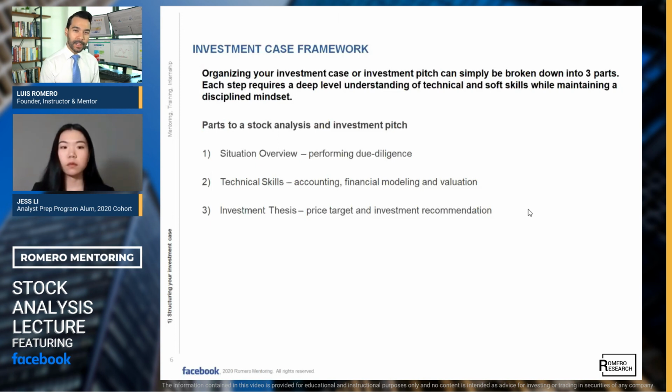The second part of the equation is your technical skills. Do you know accounting? Do you know how to read an income statement, a balance sheet, a cash flow statement? Do you know how to forecast an income statement and those 3 statements in a business, as I have listed right here, financial modeling? And are you familiar with the valuation terminologies applied by Wall Street professionals? Comparable company analysis, DCF, precedent transaction, sum of the parts, and then more of the transaction-oriented valuation methodologies applied by the M&A team, like leveraged buyout valuation.